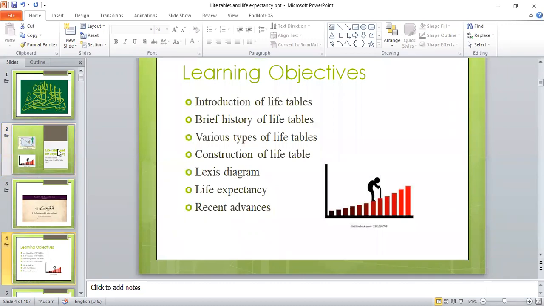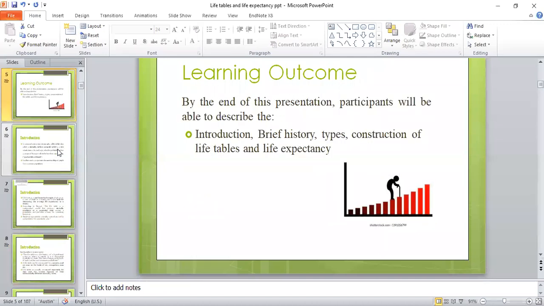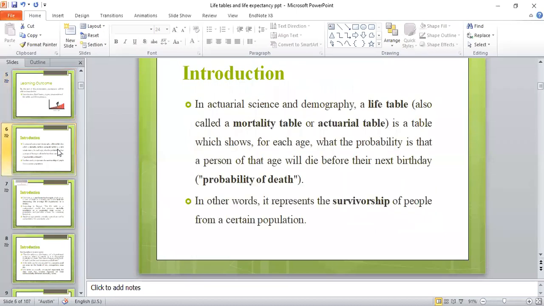The learning objectives of my presentation are: introduction of life table, brief history of life table, various types of life tables, construction, Lexis diagram, life expectancies, and recent advances. Learning outcome: by the end of this presentation, participants will be able to describe the introduction, brief history, types, construction of life tables, and life expectancy.